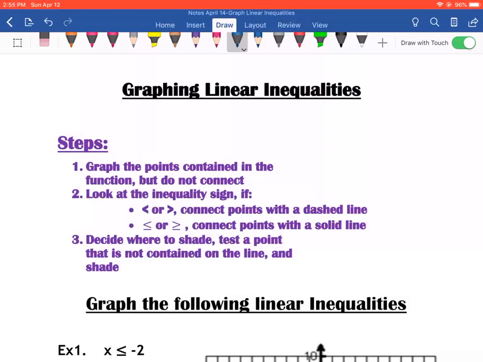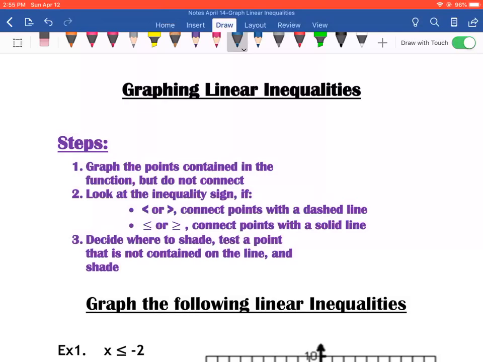Hi guys, today we're going to talk about graphing linear inequalities. This lesson should be a review for you from Algebra 1, but we want to make sure that you're able to graph linear inequalities because the next lesson will deal with solving a system of linear inequalities by graphing. So we want to look at the most basic fundamental graphs of linear inequalities today.